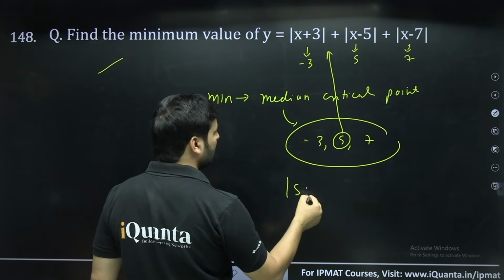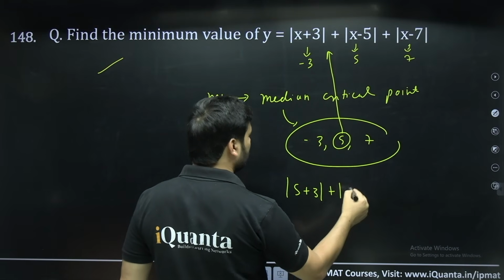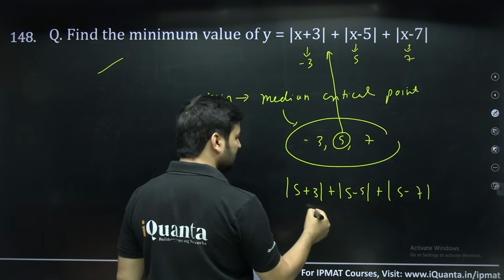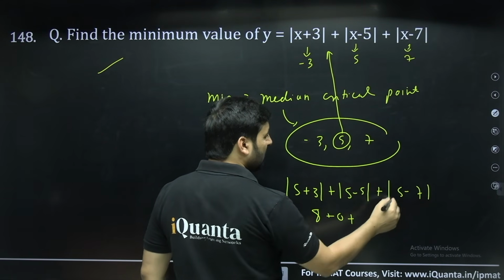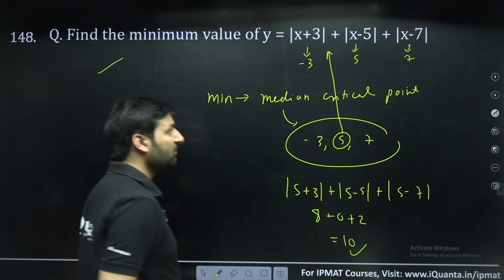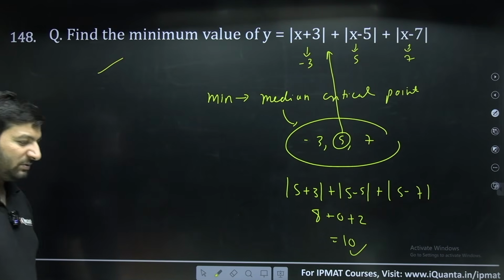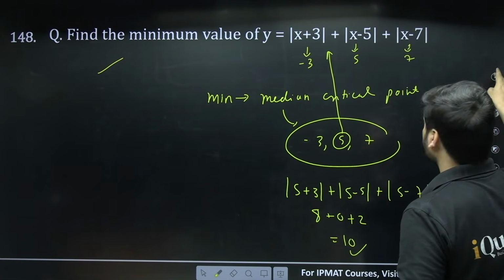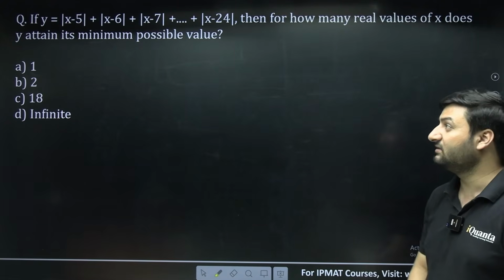So, that will be mod of 5 plus 3, plus mod of 5 minus 5, plus mod of 5 minus 7. 5 plus 3 is 8, 5 minus 5 is 0, 5 minus 7 is minus 2, whose mod is 2. 8 plus 2, 10. This will be the minimum value of this expression. I hope it is clear. Such questions have repeatedly come in IPMAT earlier as well. So, I think nobody should be losing any marks here.